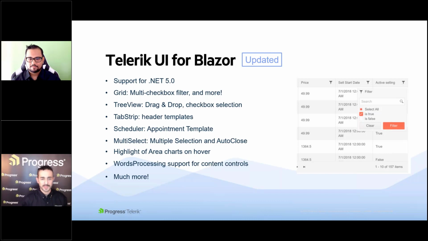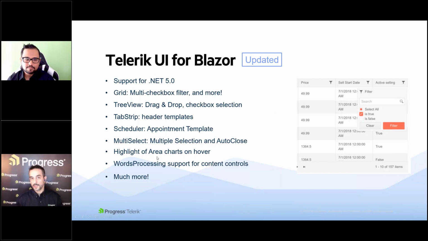We've got drag and drop and checkbox selection added to our tree view. Tab strip has gotten an update. This was a customer request from many folks as well. So we now have a header template in our tab strip, so you can fully customize the tab experience there. New bits for our scheduler, multi-select has auto close and better theming capabilities, and our word processing support again for all of our stuff.